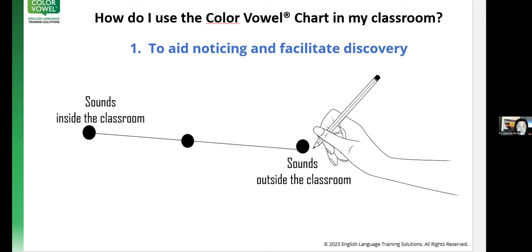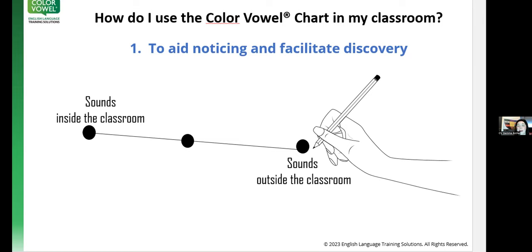I think this is incredibly valuable because you probably know this yourself in your own teaching materials that maybe you've been assigned to use. There is very little diversity in our teaching resources, very little. And we as teachers have to bring in and create these moments to start the discussion about normalizing different pronunciations. So the Color Vowel Chart is a great way to facilitate students discovering about different accents.